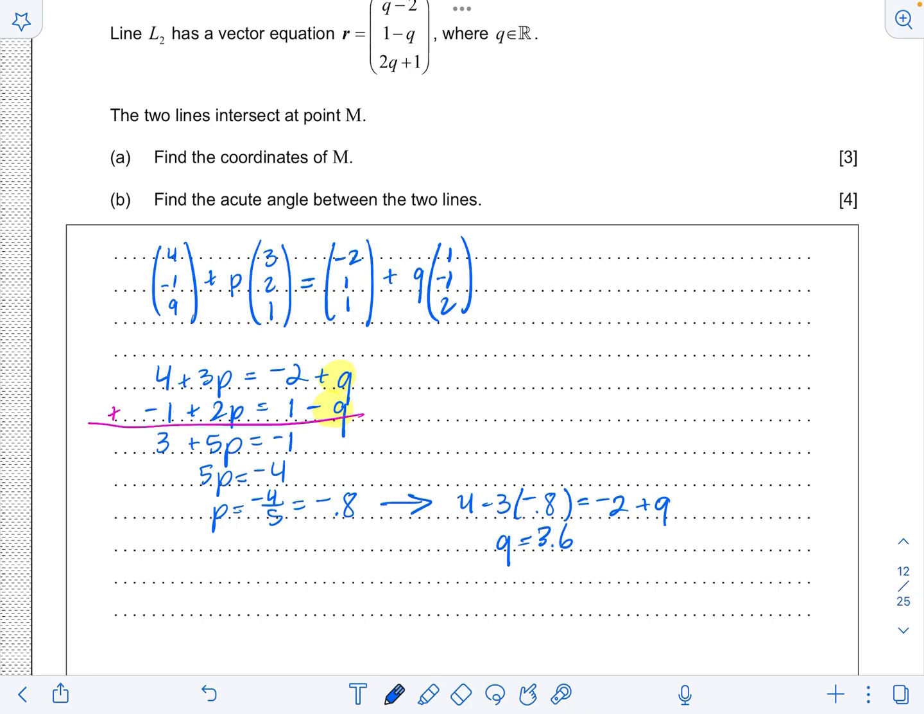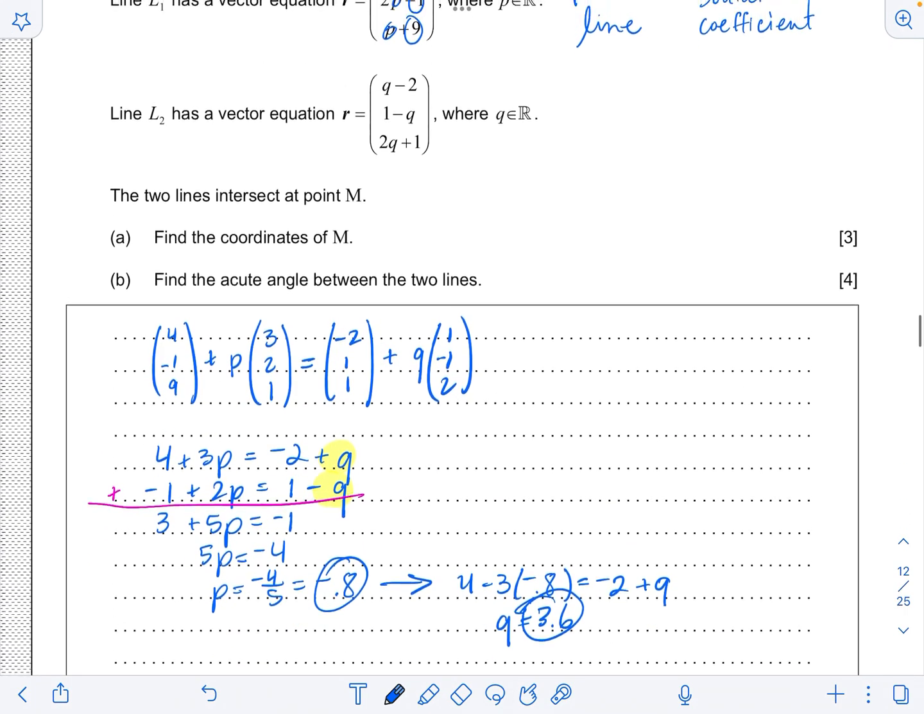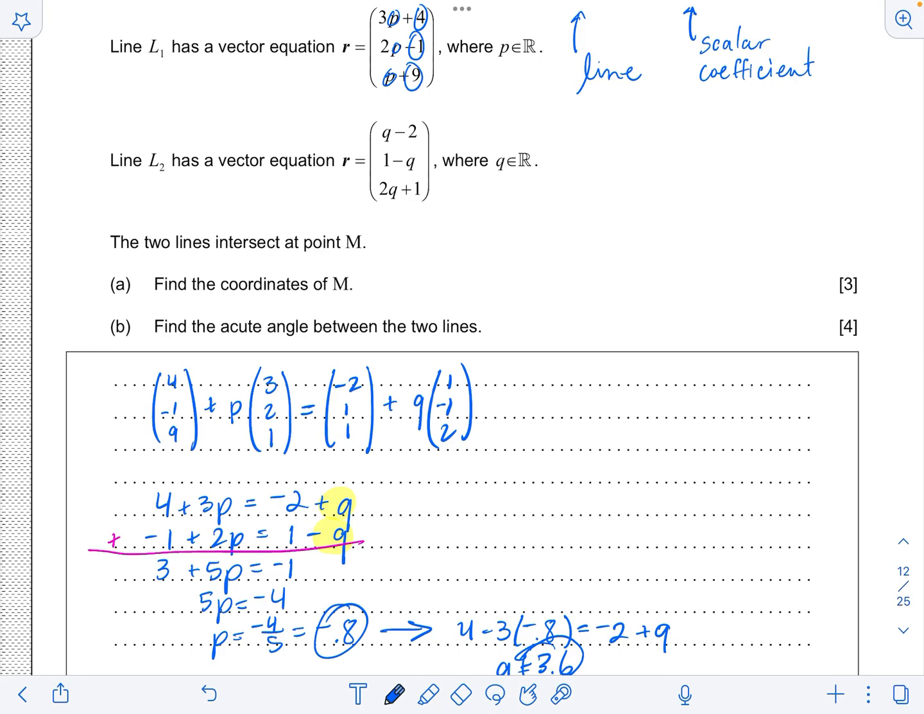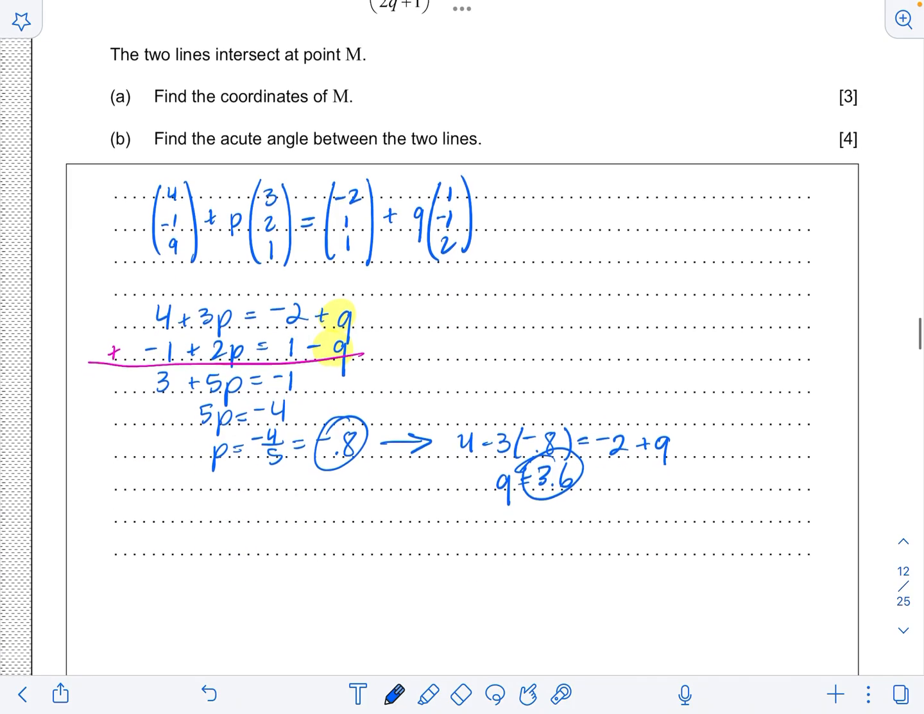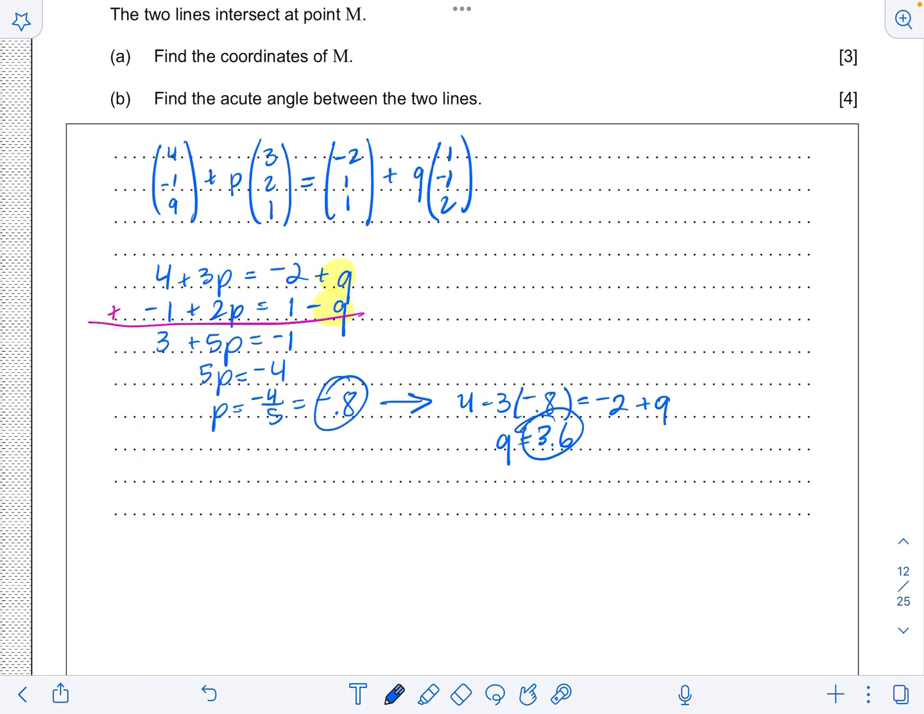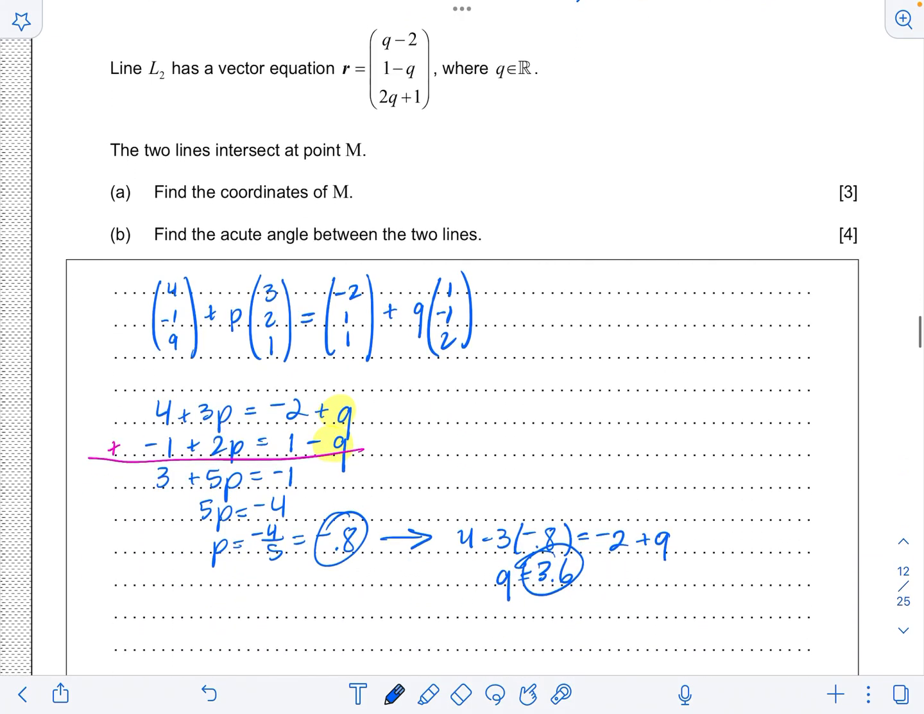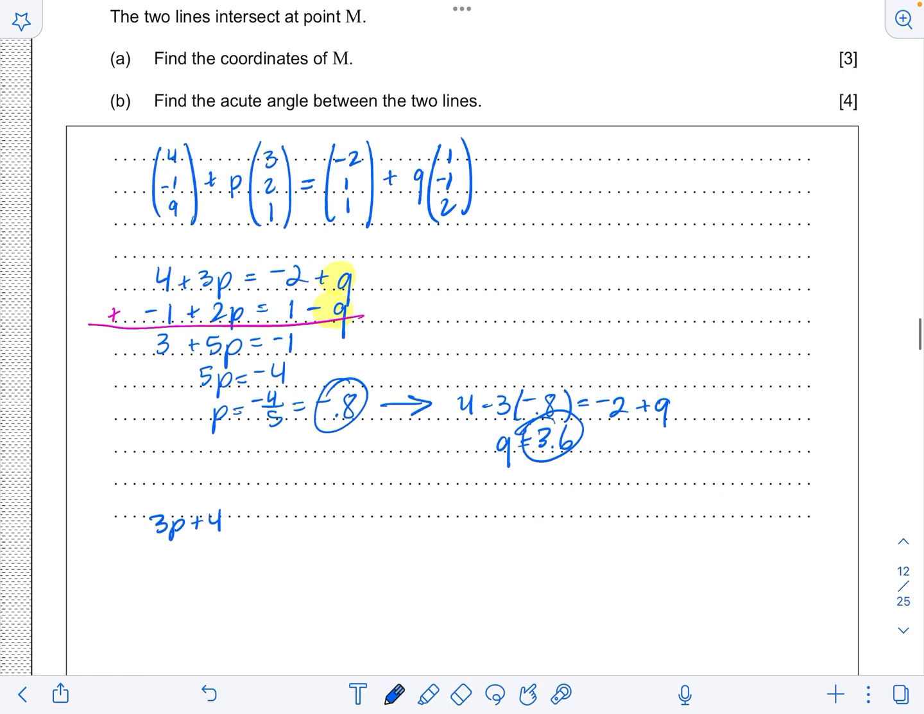Now that's not quite our final answer. We have p and we have q, but to find the point where they intersect, we need to take either of those values and substitute them in to find the specific point. So I guess we didn't necessarily need both q and p, but I'll just use p and the first vector, 3p plus 4, but in place of p, I'm going to do negative 0.8.